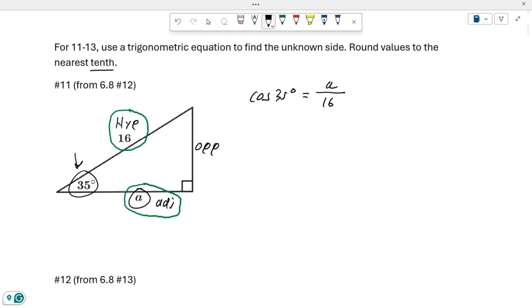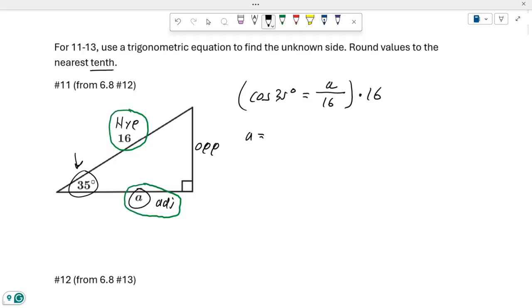And so now we have an equation that we can solve for A. It's like we're done with the picture, right? We no longer need the picture. Now all we've got to do is get A by itself, and then that's our answer. A is going to equal something. Well, the only thing preventing A from being by itself is that 16. So if I multiply everything by 16, I'm going to flip it around. So I'm going to have A on the left here equals cosine of 35 degrees times 16.